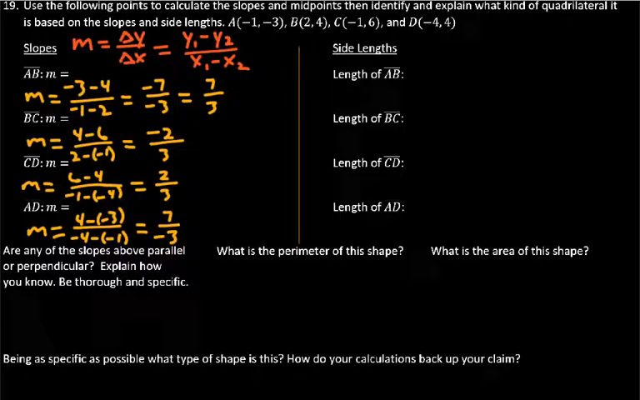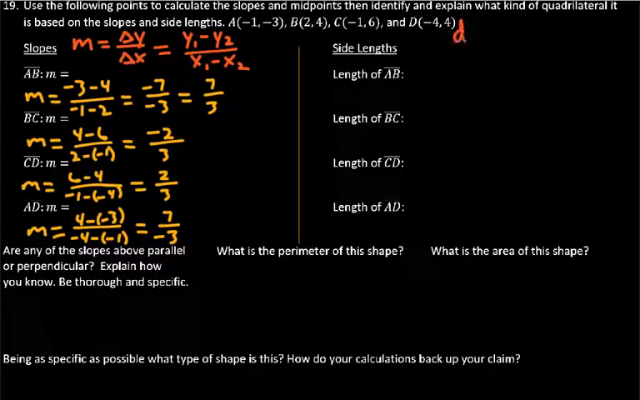So what I see right away is that we don't have any parallel sides and we don't have any perpendicular sides. So I don't yet have an idea. I have an idea of what kind of a quadrilateral this isn't, but I'm not sure what it is yet. Now we're going to find the lengths of all of the sides.